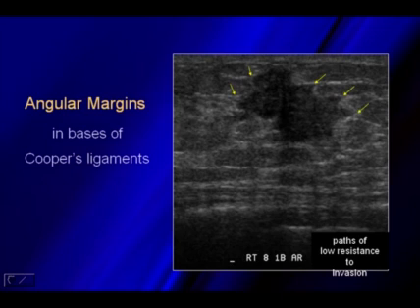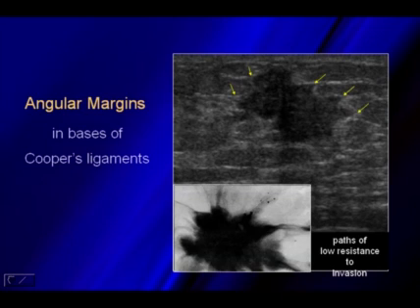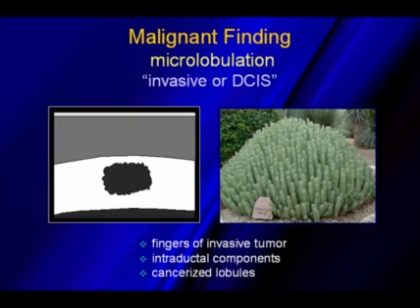So angular margins is everywhere there's a Cooper's ligament attached. The cancer likes to take the path of least resistance when it starts to invade. Our next feature that we're going to look for is microlobulation. That can go along with either invasion or DCIS. Different ways that it can present.